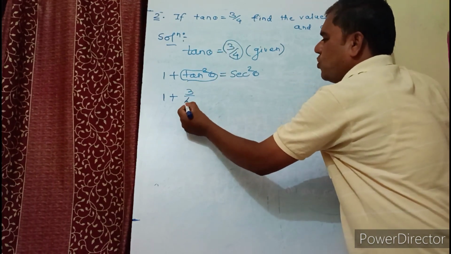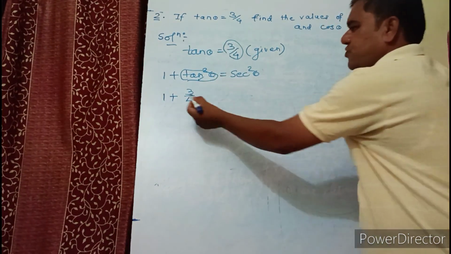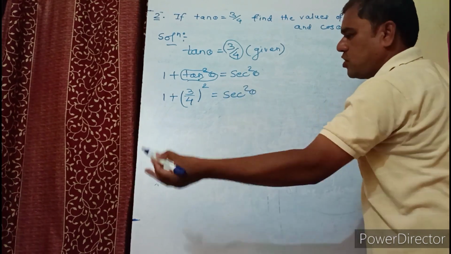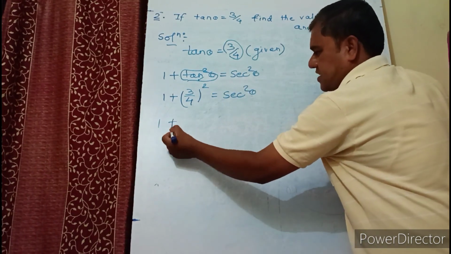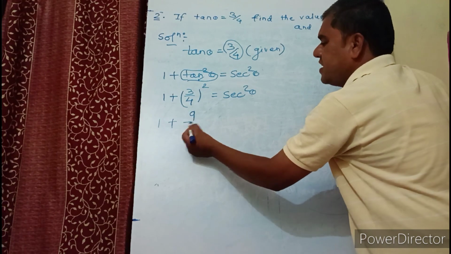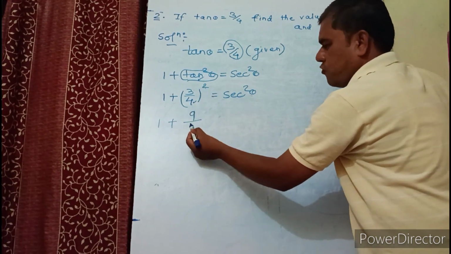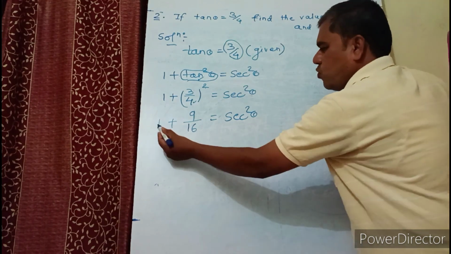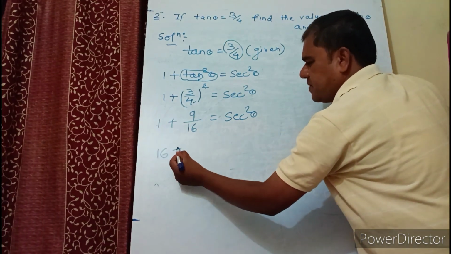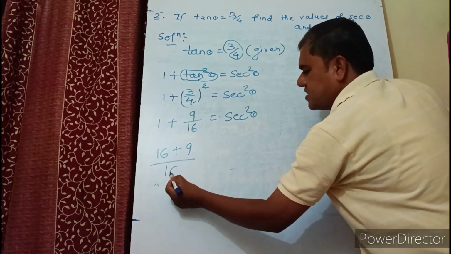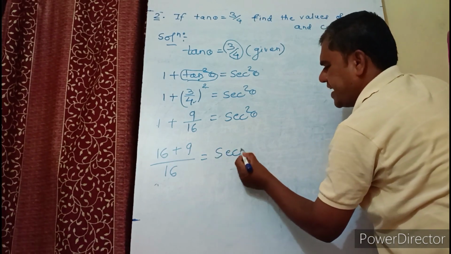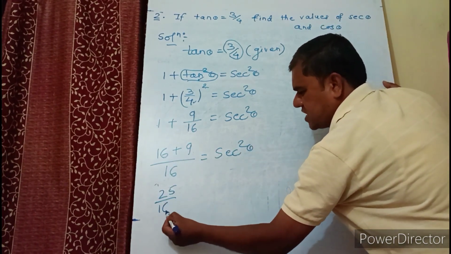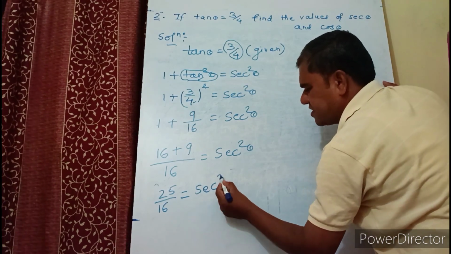Put 3 by 4 instead of tan theta, the square as it is, equals sec square of theta. Now on solving this, 1 as it is plus the square of 3, that is 9, divided by the square of 4, that is 16, equals sec square of theta. Now 1 into 16 is 16, plus 9, divided by 16, equals sec square of theta. Now 16 plus 9 is 25, divided by 16, equals sec square of theta.